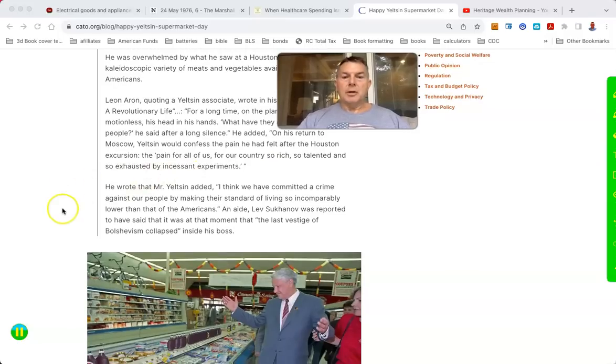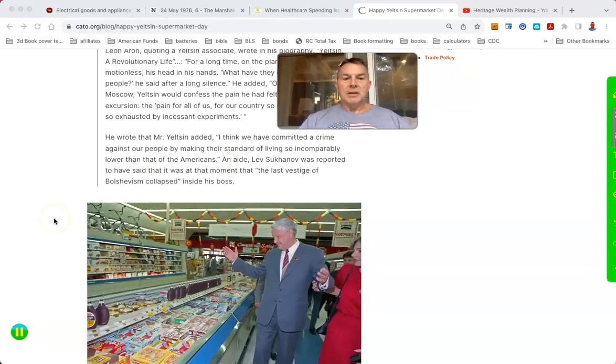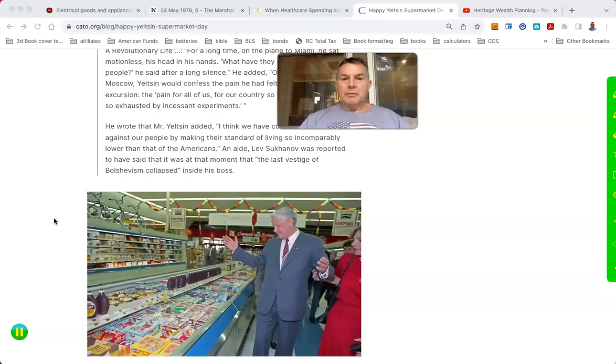On his return to Moscow, Yeltsin would confess the pain he had felt after the Houston excursion. The pain for all of us, our country so rich, so talented, so exhausted by incessant experiments. I think we have committed a crime against our own people by making their standard of living so incomparably lower than that of the Americans.